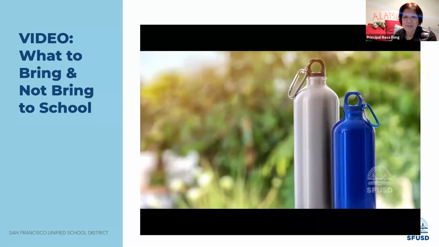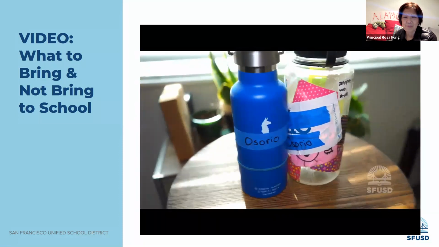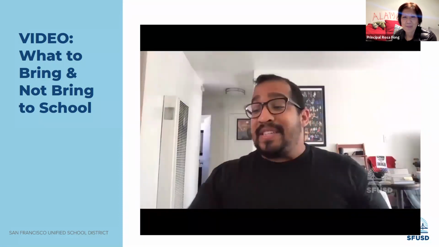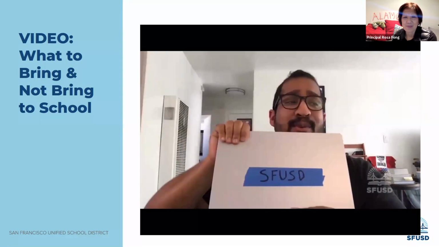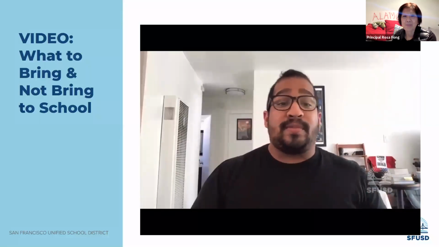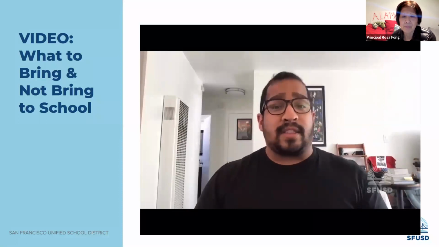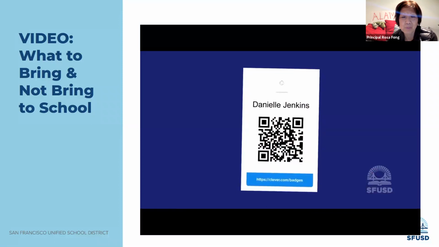Please bring your own water bottle. Your school will have stations for you to refill. And, I love my water bottle. I even added stickers to it. Also, please remember to bring your fully charged SFUSD laptop. If you do not have one, don't worry. Your school will provide one during the school day. Pre-K students do not need to bring their SFUSD laptop. Please remember your Clever badge to log into your apps.